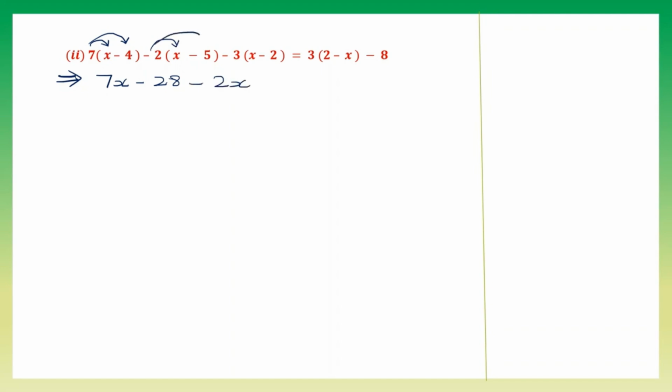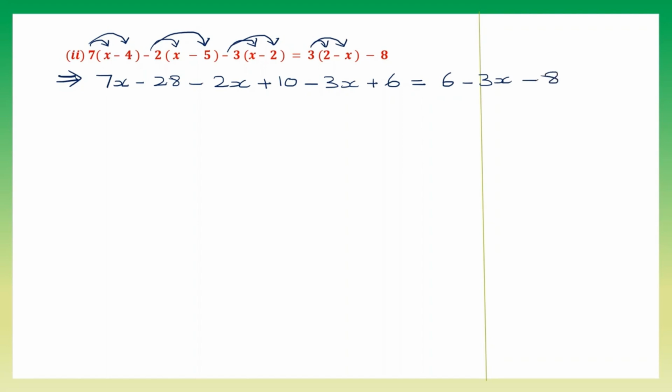Now minus 2 into minus 5. Minus into minus is plus. 2 5s are 10. So go carefully with this, especially when you have a minus sign. Now the next one, minus 3 into x will be minus 3x. Then minus 3 into minus 2. So minus into minus is plus. 3 2s are 6. So left hand side we are done with. Now let's go to the right hand side. 3 into 2. 3 2s are 6. Then 3 into minus x will be minus 3x. Then what we're left with is minus 8.